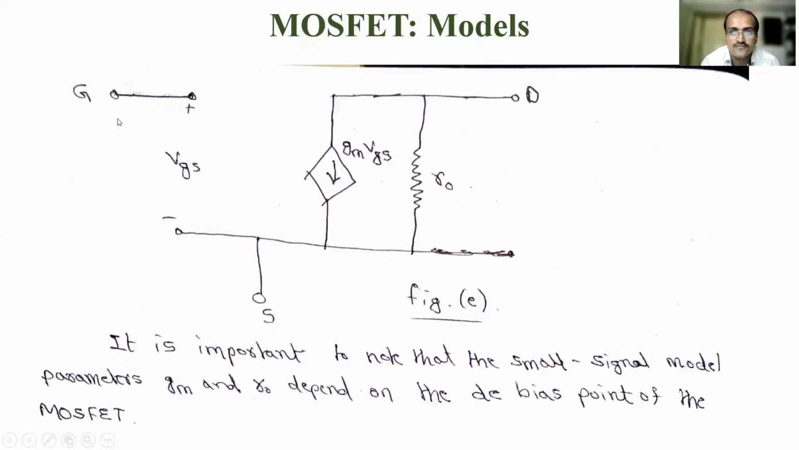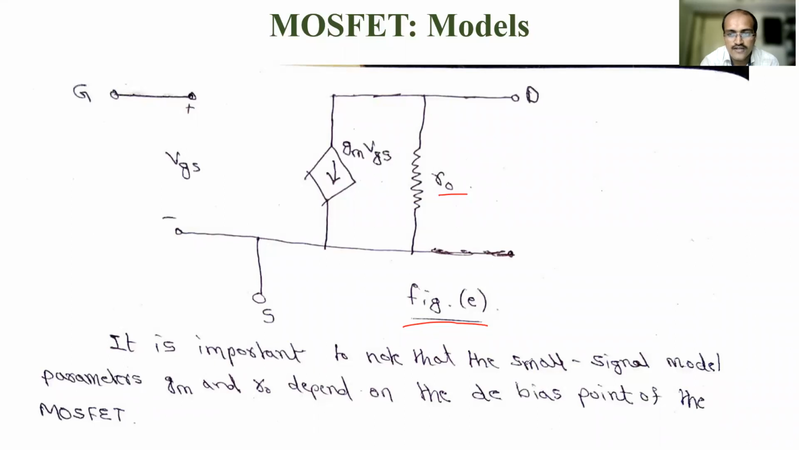So what is the change to the previous one? Same as before, VGS is there, gate, drain, source is there, GM VGS is there. R0 is added now in parallel with this control source. So now this will consider the dependency of drain voltage VD on the drain current ID. So this is a perfectly accurate model we can say for the MOSFET. Whenever a MOSFET is there, we'll go for this model.